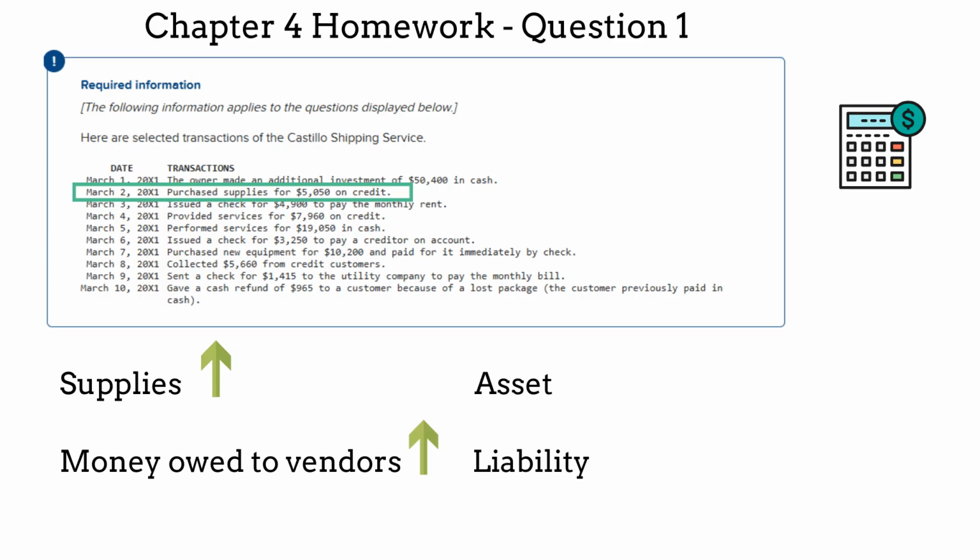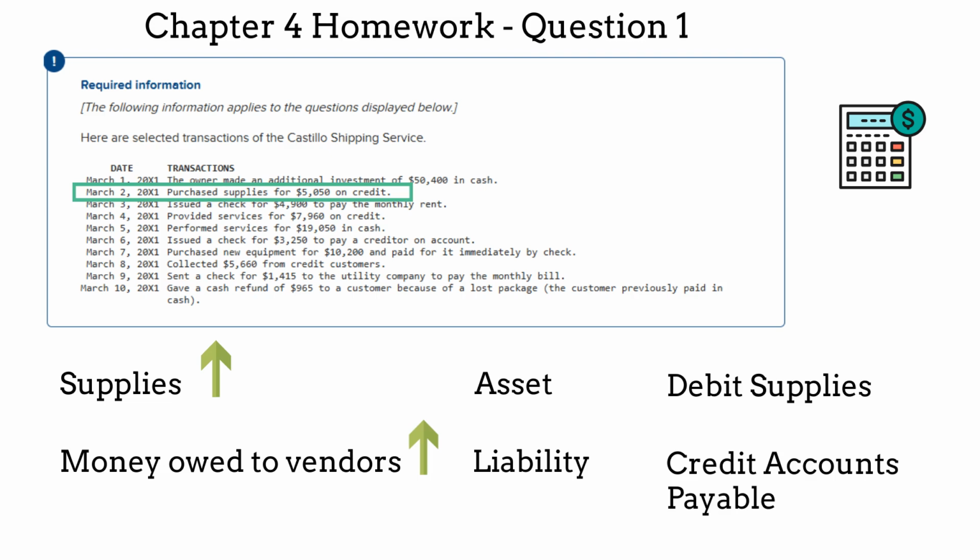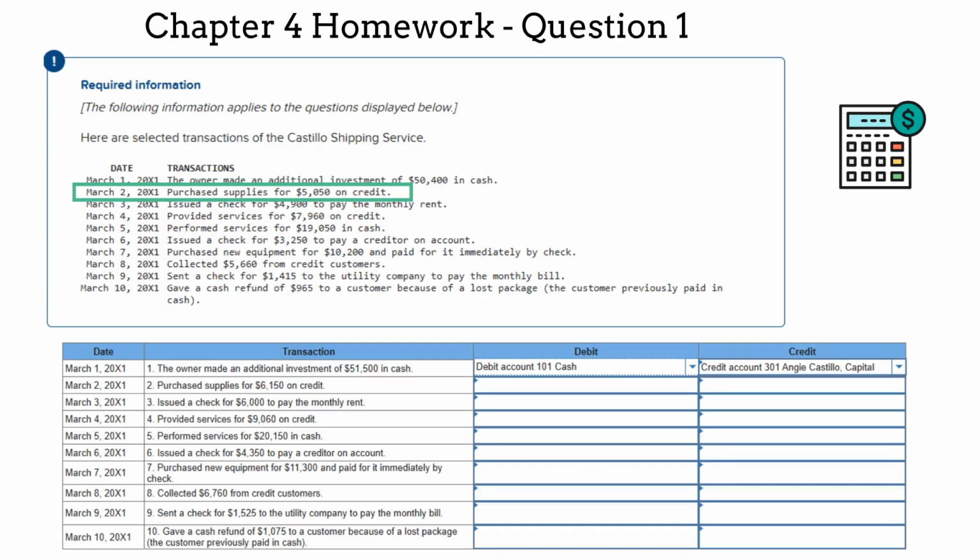Next, the dealer mnemonic tells us that assets increase with debits. That means that we need to debit the supplies account. The dealer mnemonic also tells us that liabilities increase with credits. So, that means that we need to credit the liability account, accounts payable, where we record monies owed to vendors. And, we are ready to enter the transaction into the form. Debit account 121 supplies and credit account 202 accounts payable.